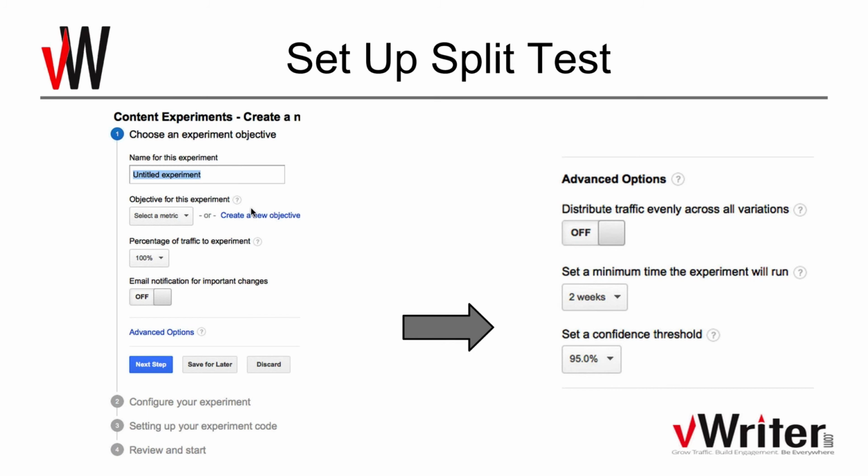You can set a minimum time, 2 weeks or more generally, and also set a confidence threshold. Really, I would leave that at 95%. You can set it to lower if you want to, but you'll be losing some statistical significance if you do so, and the test may not be actually a true accurate result. And after all, you're after real empirical data here, real evidence that you can use for your business.